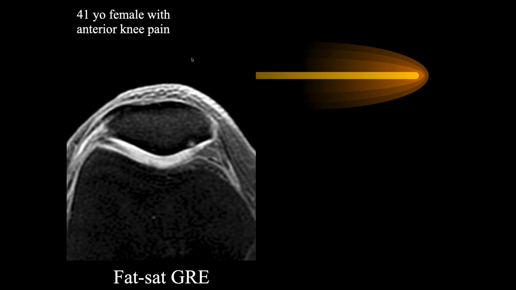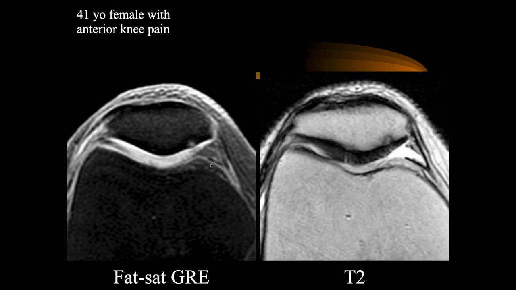All right. Well, we have a 41-year-old female with anterior knee pain. These are FatSat GRE images, and typically we can't see the articular surfaces as well with GRE images. I do see a focus of edema-like marrow signal intensity in the medial patellar facet, so I would be concerned there's some fissuring. Here on T2 we have much better spatial resolution, and she has full thickness or grade 4 chondral fissuring within both the medial patellar facet and median ridge with some adjacent marrow edema.